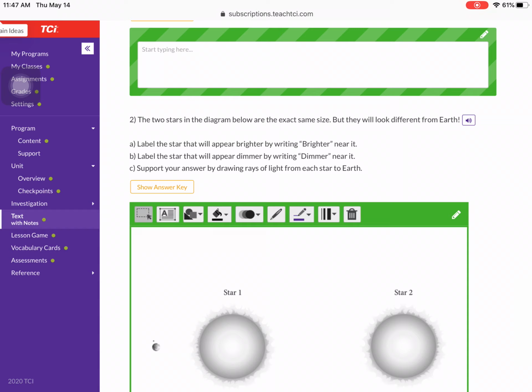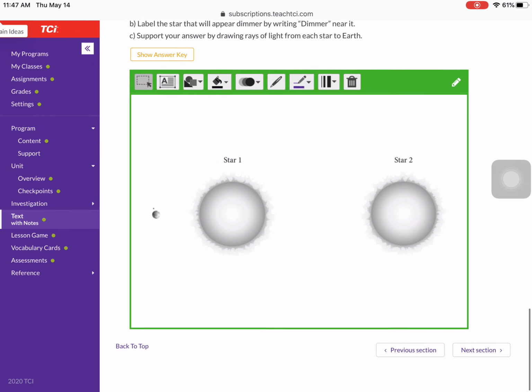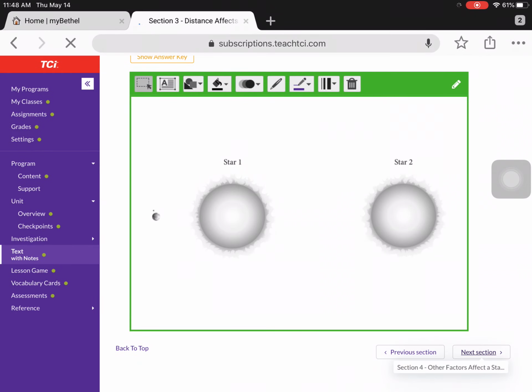And here's a little diagram for you guys down here. The 2 stars in the diagram below are the exact same size, but they will look different from Earth. For A, label the star that will appear brighter by writing brighter near it. Label the star that will appear dimmer by writing dimmer near it. And then you're going to support your answer by drawing rays of light from each star. And we're going to go to the next section here.